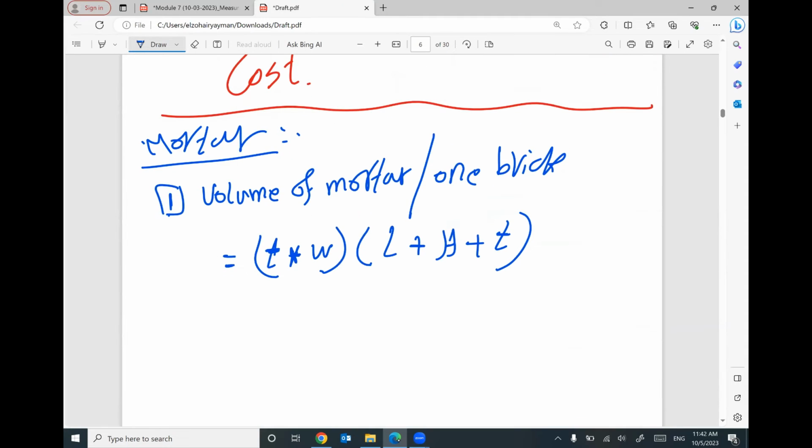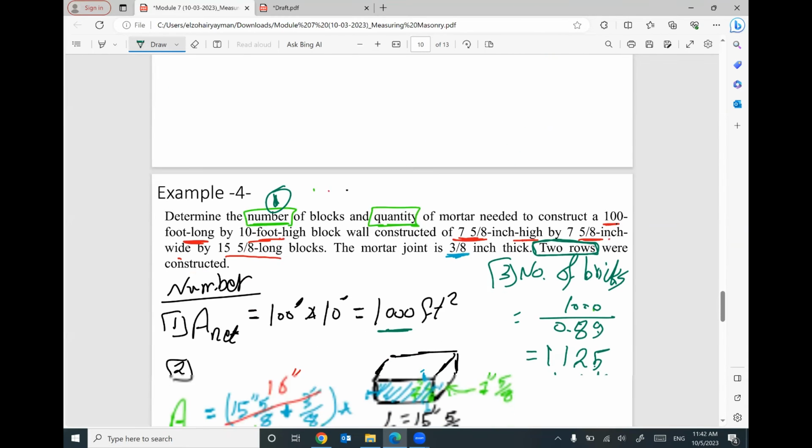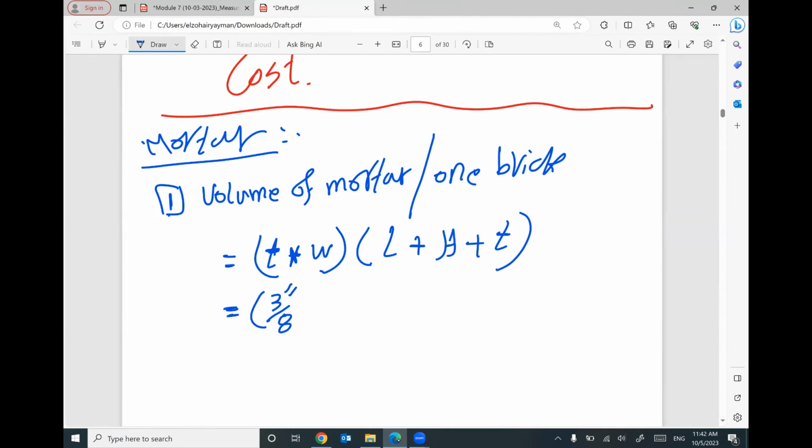So the thickness of the mortar is given by 3/8 inch. If you go back to the problem, the thickness of the mortar joint is given by 3/8 inch. And the width of your brick is given by 5 inch and 5/8.